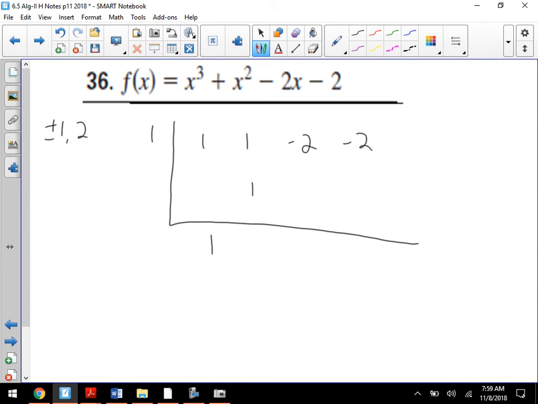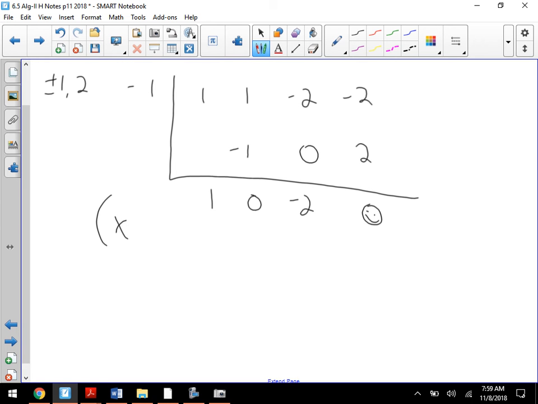Let's see, 1, 1, 2, 2, 0, 0, no es bueno. Try negative. Bueno. So you have a 0 at negative 1, which gives you a term, x plus 1, and now I'm left with x squared minus 2. Now you have zeros that are located at negative 1 and plus or minus root 2.